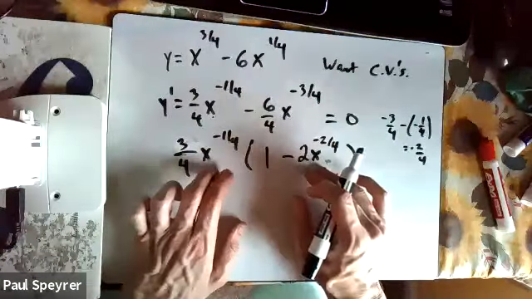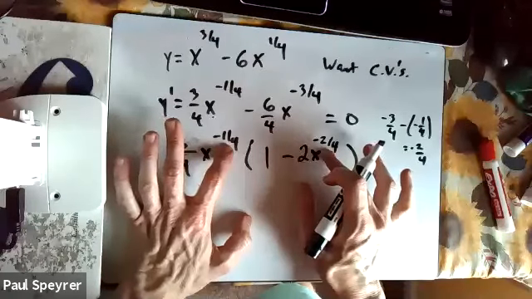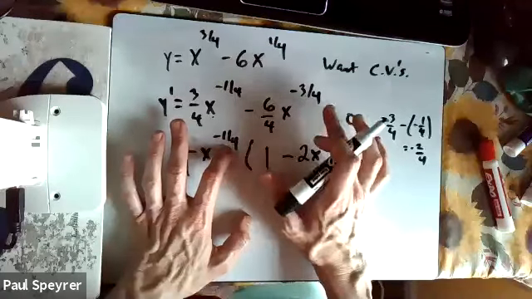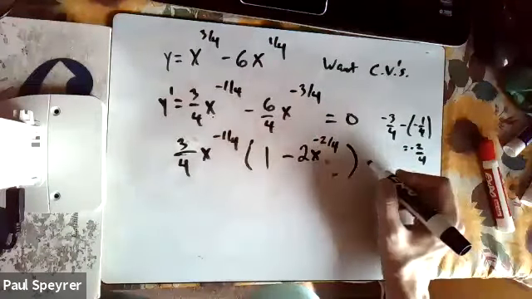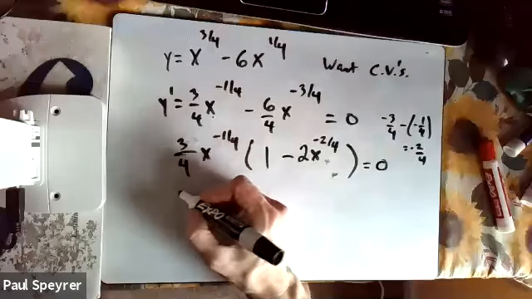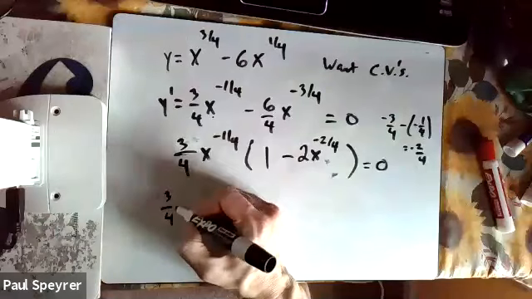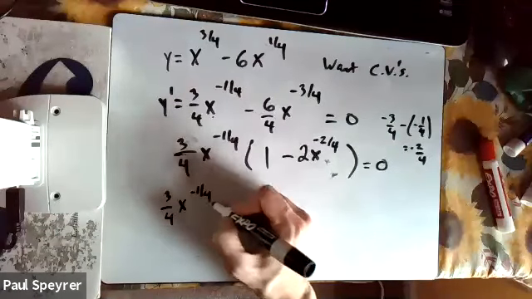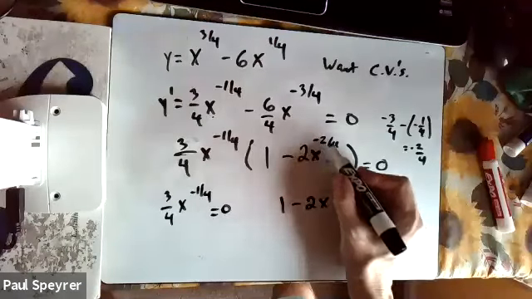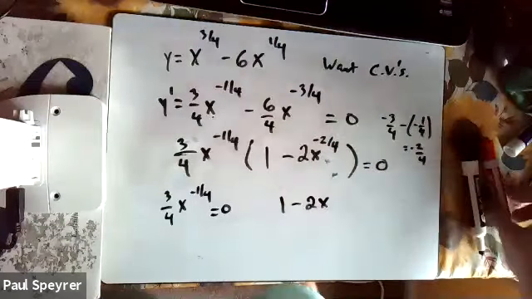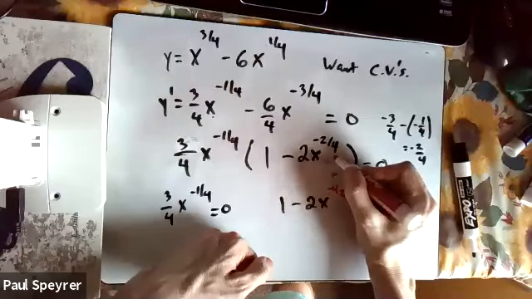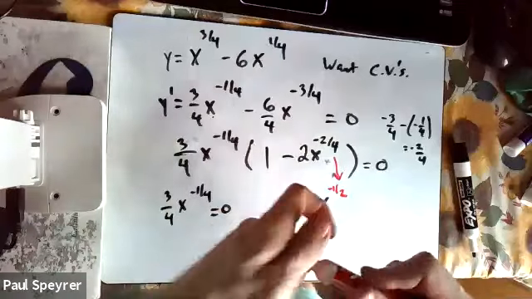Because remember, when you multiply similar bases, what do you do with the exponents? You add them. Negative 1/4 plus the negative 2/4 gets you to x to the negative 3/4, and all this is set to 0. Okay? So now we have 3/4 x to the negative 1/4 equals 0. We also have 1 minus 2x, and I'm going to reduce this negative 2/4 now to negative 1/2. Right? This just becomes negative 1/2 when we reduce it, equals 0.